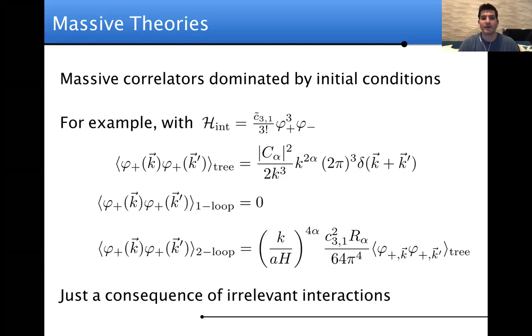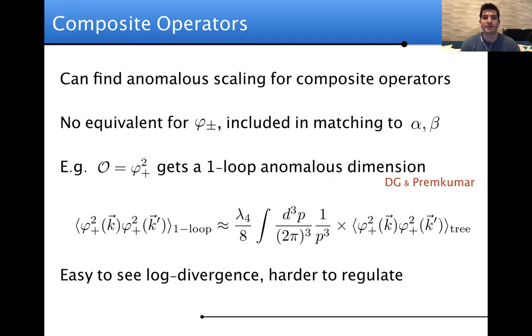We can calculate fairly straightforwardly by brute force in this effective action, using what you would expect from a phi-4 theory, so a quartic term, phi plus cubed, phi minus. At one loop, this thing vanishes because it's a dim reg type 0 from the loop integral, and the first non-trivial correction arises at 2 loops, and is suppressed by k over H to the 4 alpha, again consistent with what we would expect from it being irrelevant.